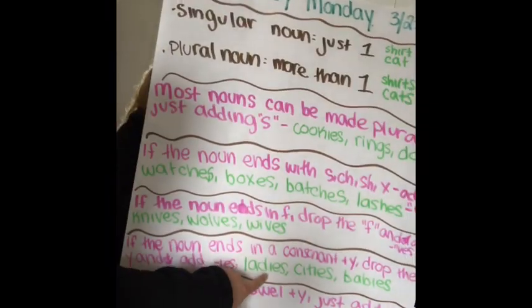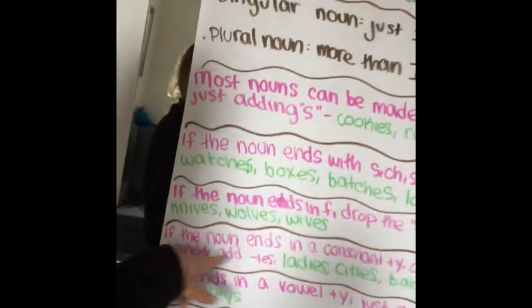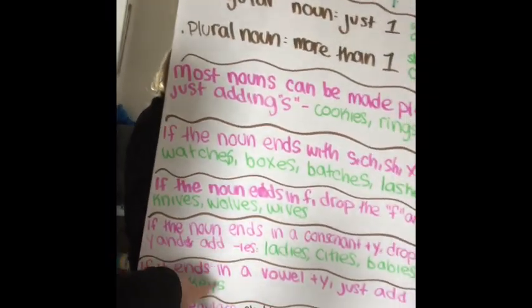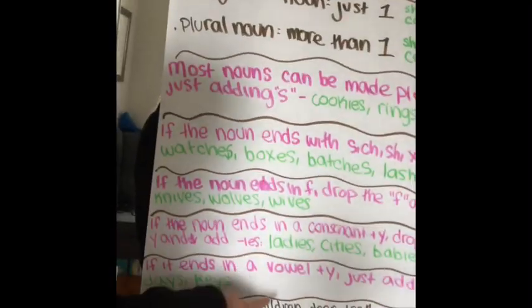Super easy. So for ys, you always have to check what the letter is before the y at the end of the word. If it ends in a consonant and then a y, you drop the y and add ies. But if it just ends in a vowel and a y, you just add s.